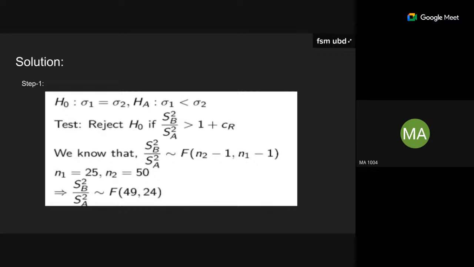So now, for the people who know the F distribution, this ratio will follow F n2 minus 1 comma n1 minus 1, where n1 and n2 are given to us. Again, these n2 and n1 are the degrees of freedom. So if I substitute n1 and n2, I will get S square B by S square A follows F49 comma 24.